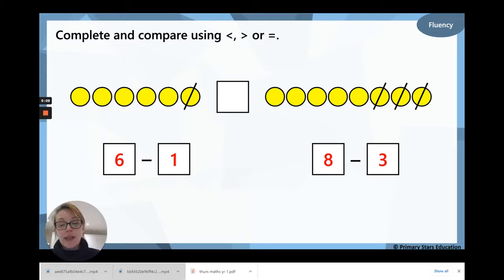Okay, so 6 subtract 1 would leave us with 5, and 8 subtract 3 would leave us with 5. So both of these calculations give us the answer of 5. So the symbol we need is, did you get it right? Equal to. Well done. 5 is equal to 5. 6 take away 1 equal to 8 take away 3. They both give us the same answer. Well done.